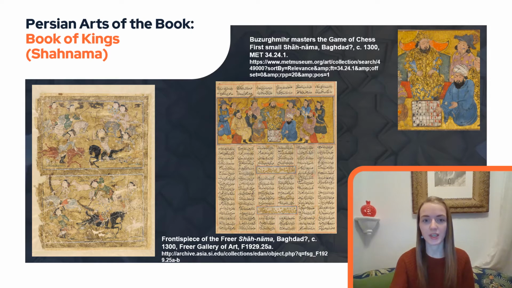I am showing here to the left the one-page frontispiece of the so-called Freer Shahnameh from around 1300, probably produced in Baghdad. It consists of two paintings, a polo game at the top and at the bottom a hunting scene, which are both favorite pastime activities of the elite, which we already saw last week. If we look at the illustrations, they are again smaller than the text around them.